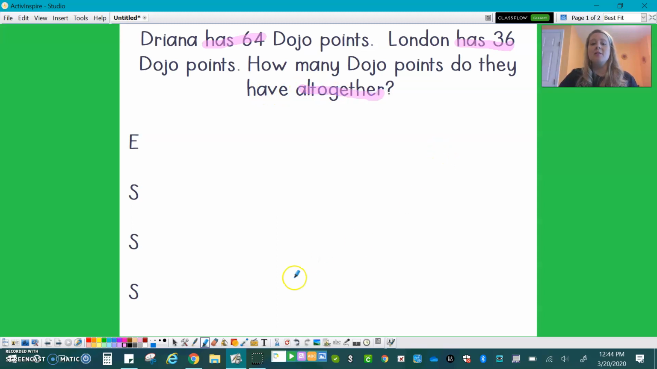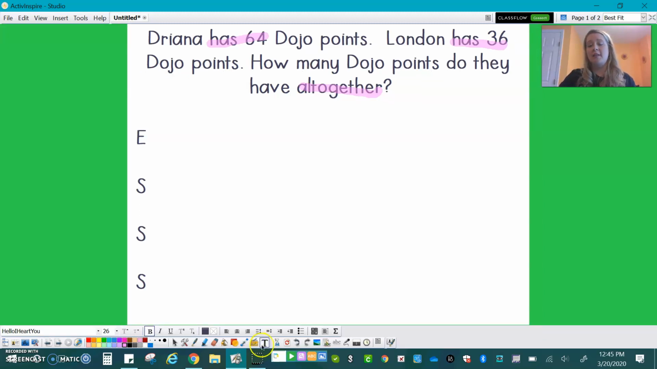Okay, that tells me that I'm taking Driana's points and London's points and I'm combining them. So that tells me in my brain the number will get bigger. So that means I'm going to be adding. In second grade, we like to set up our problems using the ESS system. That stands for equation, strategy, sentence. The reason we like to do two strategies is because that will help us to check our work to make sure we've done it correctly.